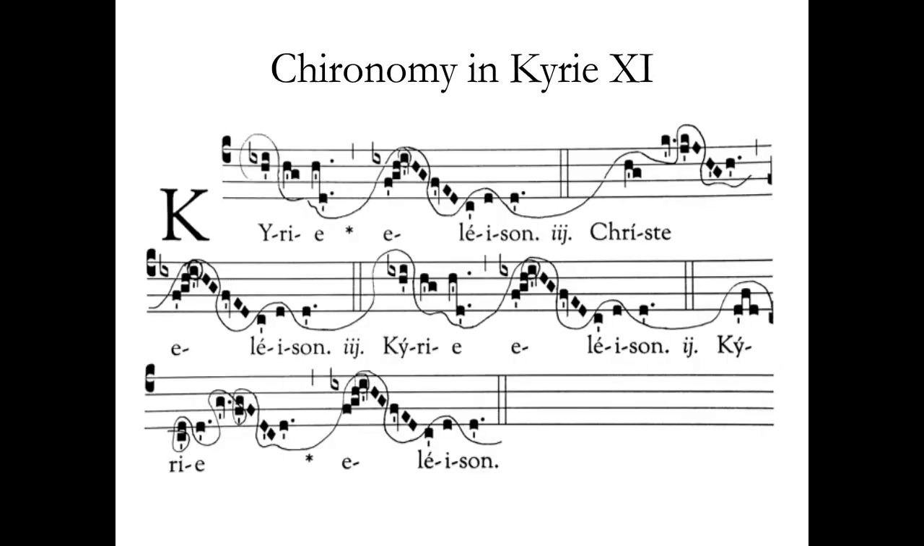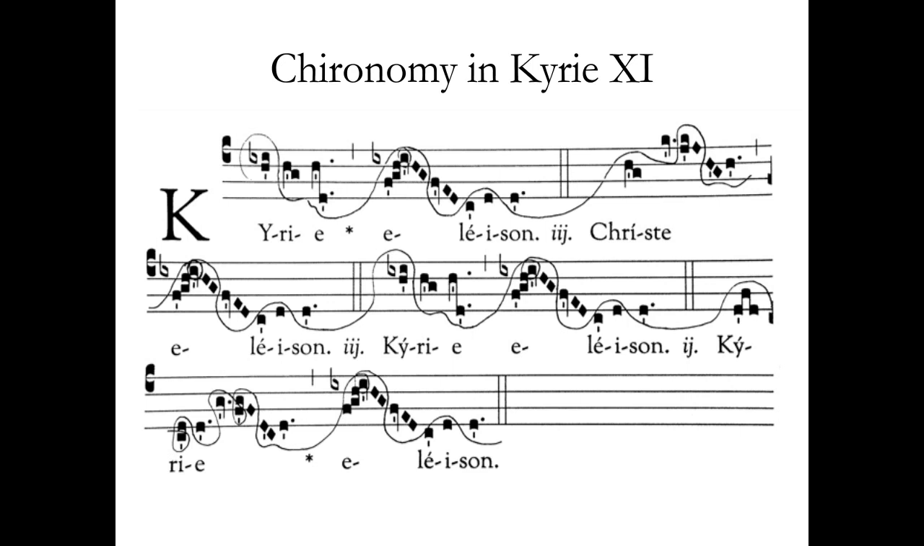You notice here, I've given you the conducting for Kyrie from Mass 11. And so if I were to sing it, just telling you when the arsis and thesis is, it would sound like this. Arsis, thesis, thesis, thesis, arsis and arsis and thesis and arsis, thesis. So when the line goes above the notes, it's arsis. When the line goes below the notes, it's thesis.